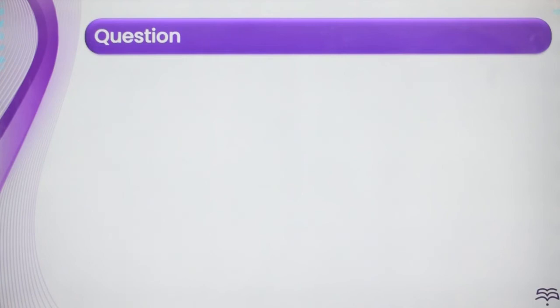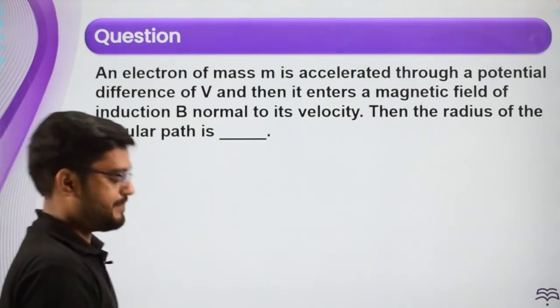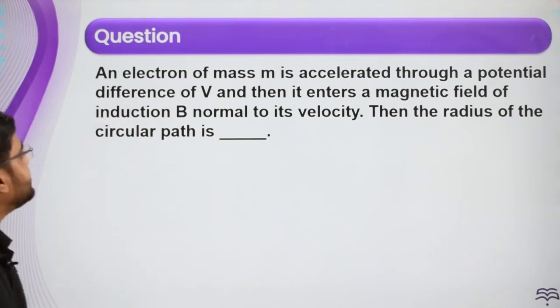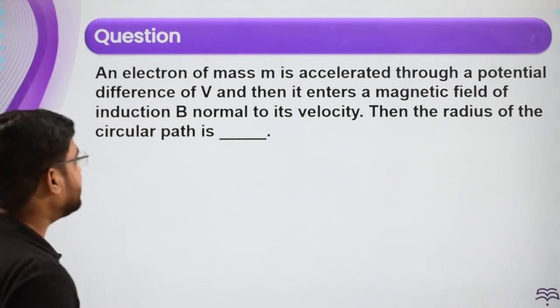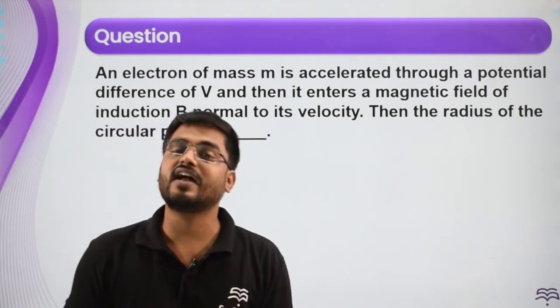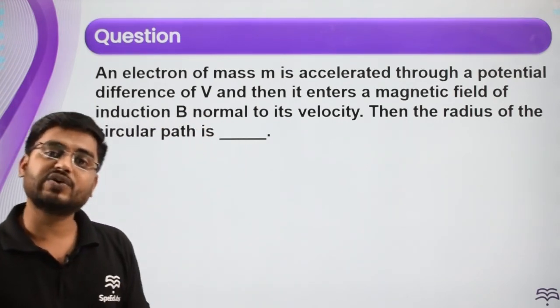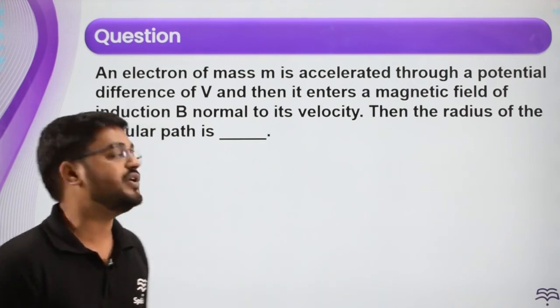The next question is, an electron of mass m is accelerated through a potential difference of capital V, and then it enters the magnetic field of induction B normal to its velocity. So velocity and the magnetic field, they are perpendicular. So circular motion or part of the circular motion arc is going to happen, right?